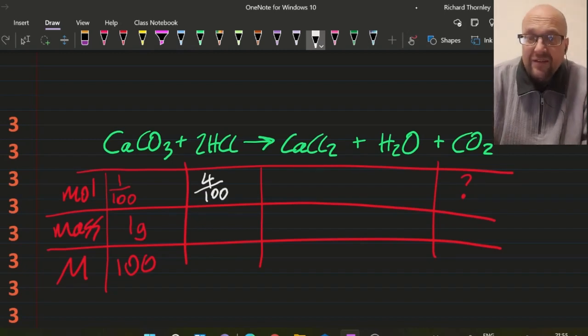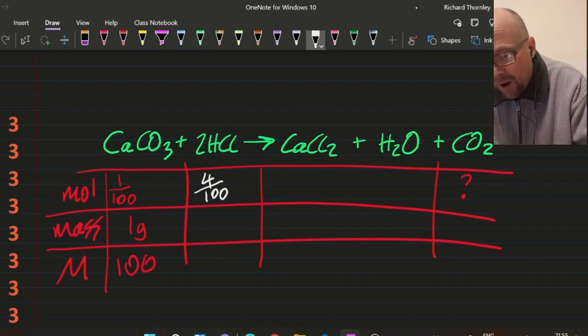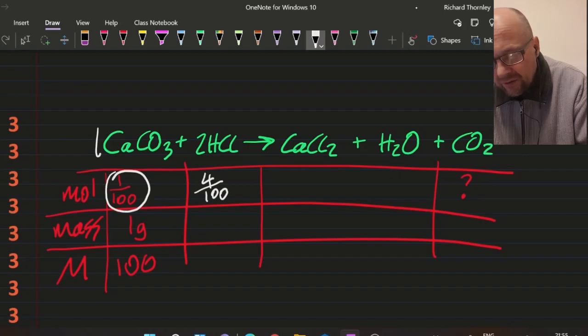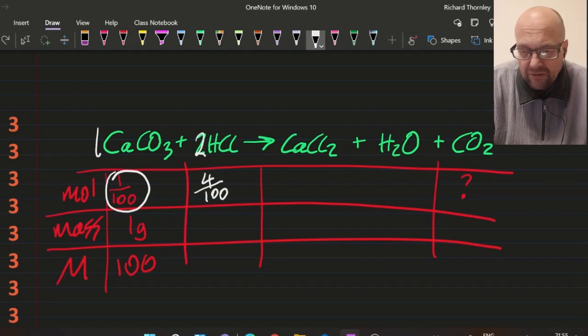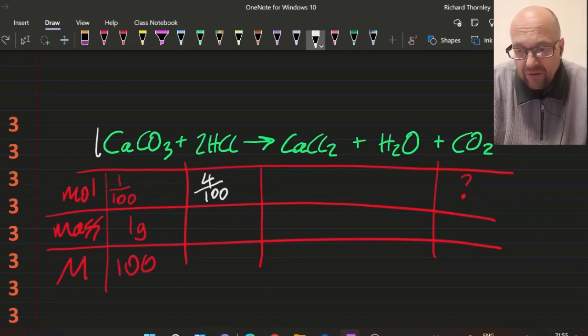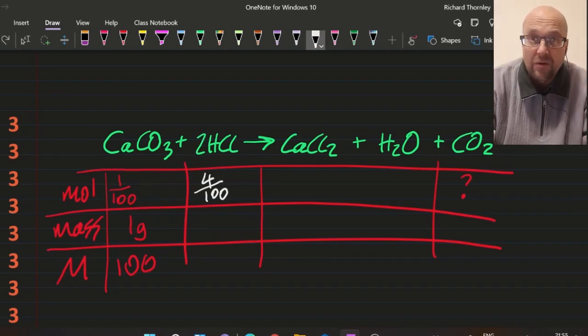Now you can tell it's excess and limiting, because 1 is to 1 over 100, as 2 is to 4 over 100. That ratio doesn't work. Something's gone wrong. The boxes aren't working. So it's excess and limiting. Got too much of one chemical, not enough of another.